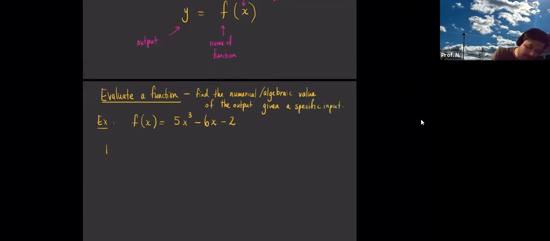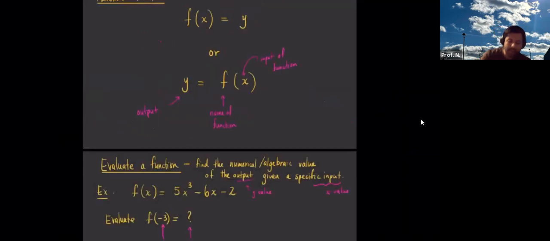So for example, if I say evaluate f of negative 3, I want to find what the y value is. Remember, the input is the x value, and the output is the y value. So when we say evaluate a function, I'm given a specific x value, and I'm trying to figure out what the y value is. That's all it is.